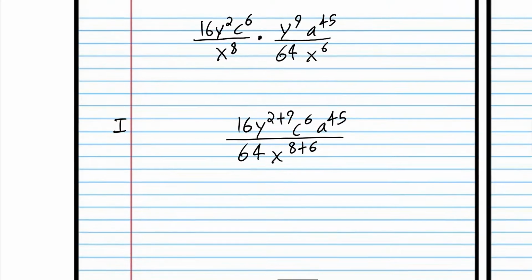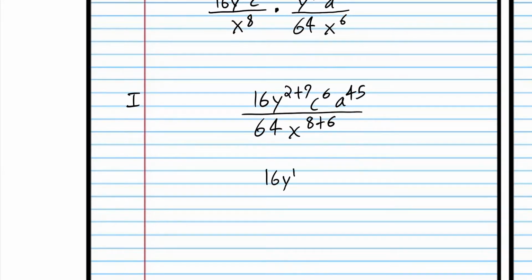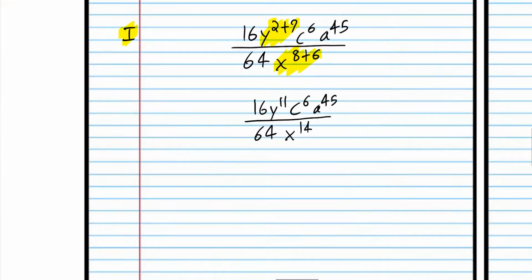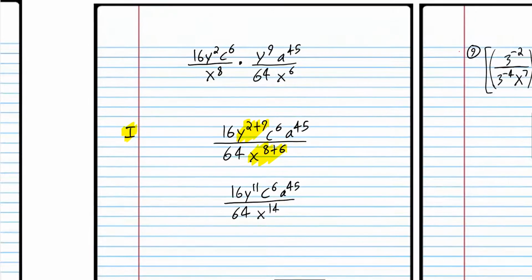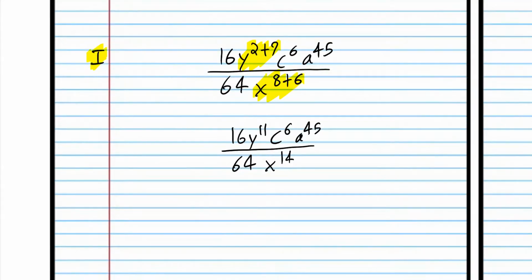And let's see here. So now we have 16 y to the 11th, c to the 6th, a to the 45th power, over 64 x to the 14th. By the way, rule number 1 was here and here. I don't think you need me to show you that, but just to be clear. Alright, so actually I think that is the final answer. It looks like that is, actually no, that's not the final answer, I'm sorry.